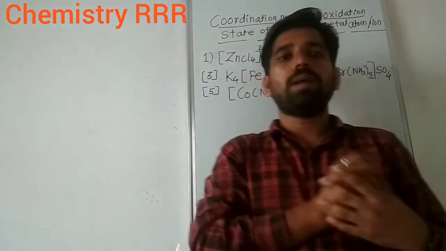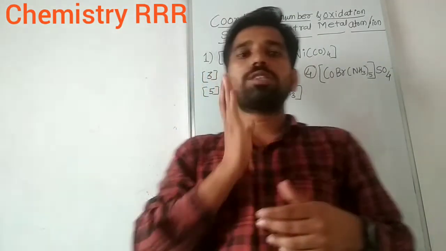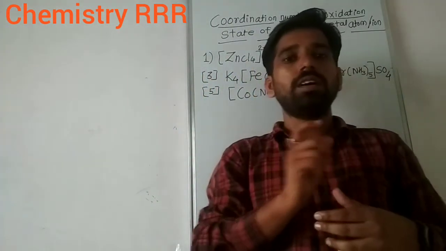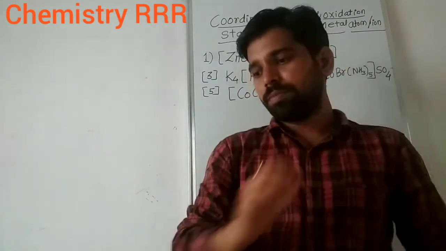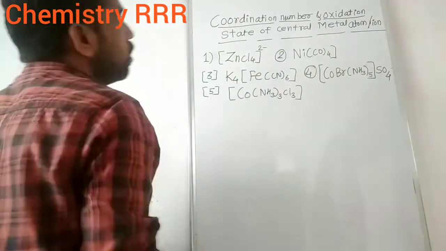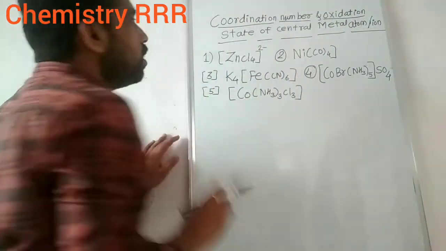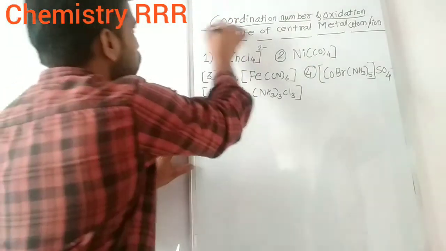Now in today's session I am going to discuss how to find the coordination number and oxidation state of the central metal atom. Okay, this is a very important point for coordination chemistry. How to find the coordination number and oxidation state of the central metal atom or ion.